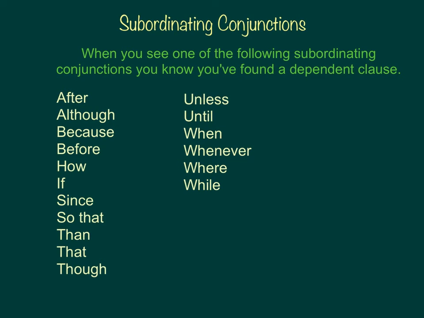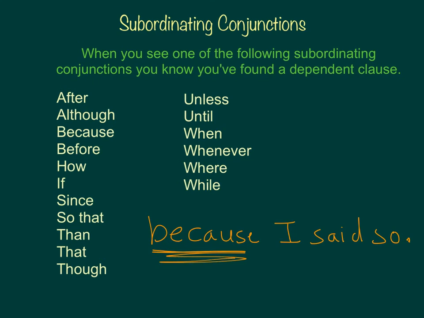In the past, you have probably heard the term because I said so. Other than being a bad reason for something, this is also an incomplete sentence. This is a dependent clause. I know this because I don't know what you're discussing, I don't know what they're talking about, and also because I see this subordinating conjunction, because, without an independent clause connected to it.